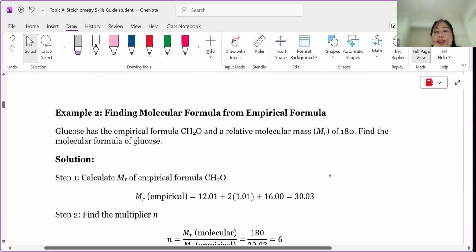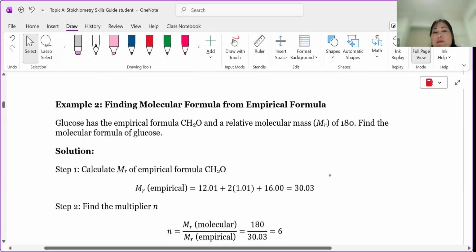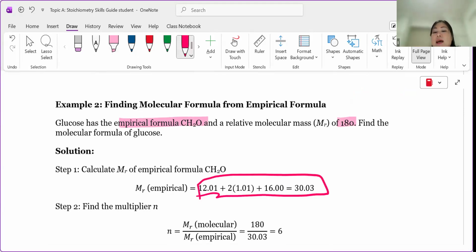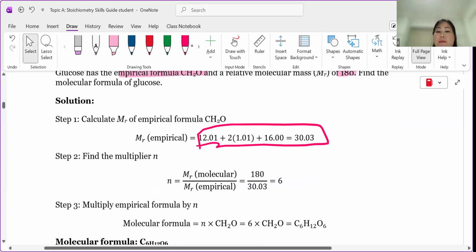Okay, so let's look at an example here on finding the molecular formula. Given the empirical formula is CH2O and Mr is 180, which is the molecular mass, what is the molecular formula? So how many sets of CH2O will give me 180? I have to find the mass of one set of CH2O, which is 30. And how many sets of it will give me 180? Roughly 6 sets. So therefore, we know the actual formula has to multiply by 6.